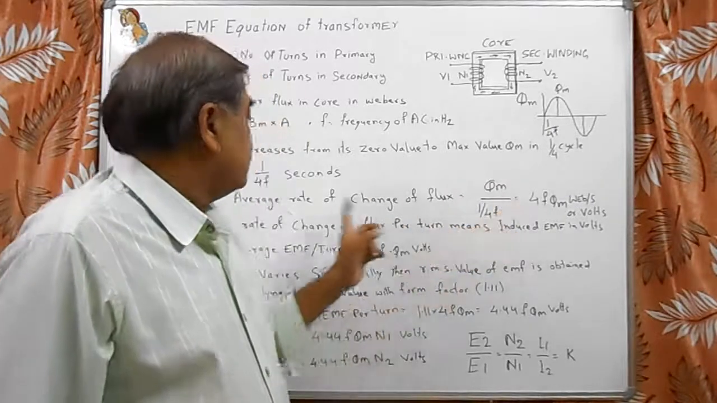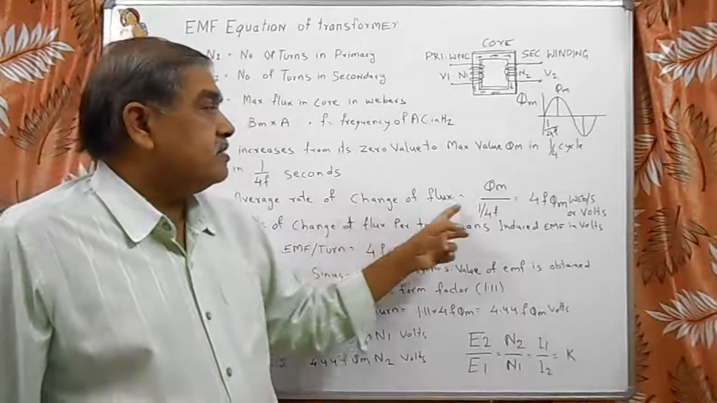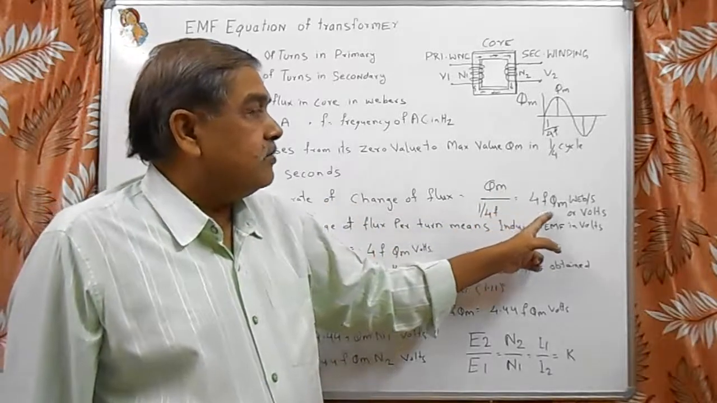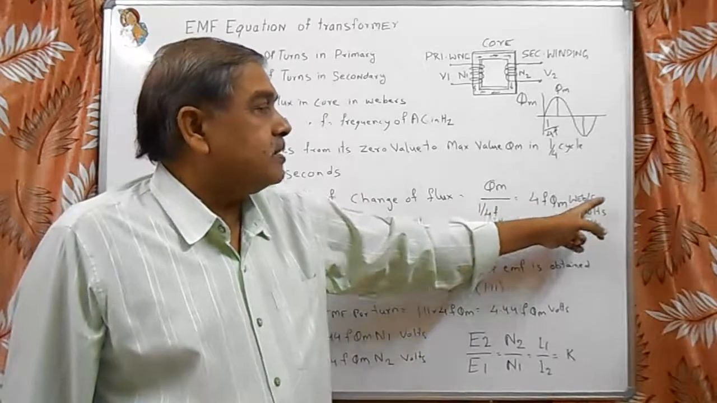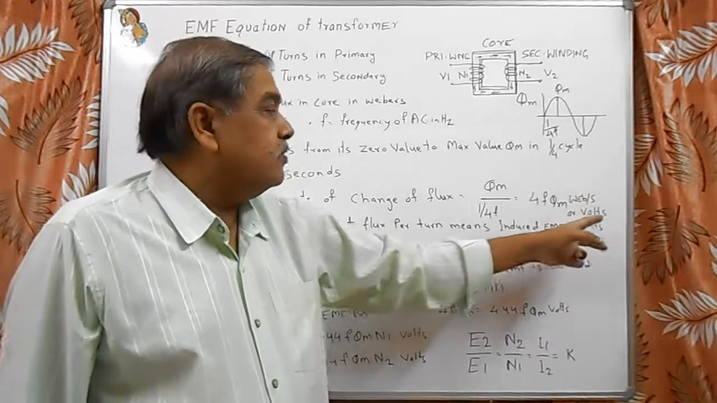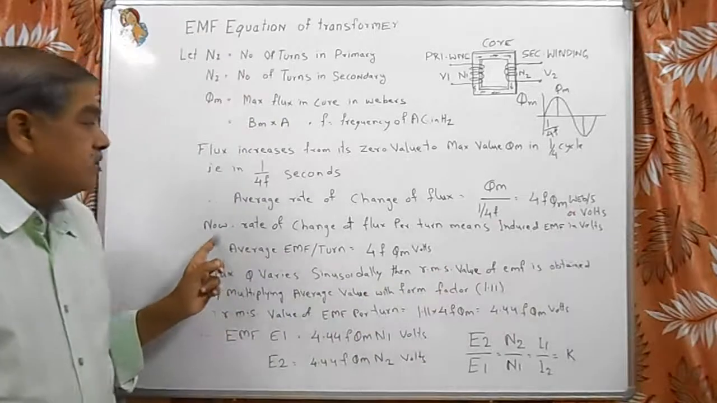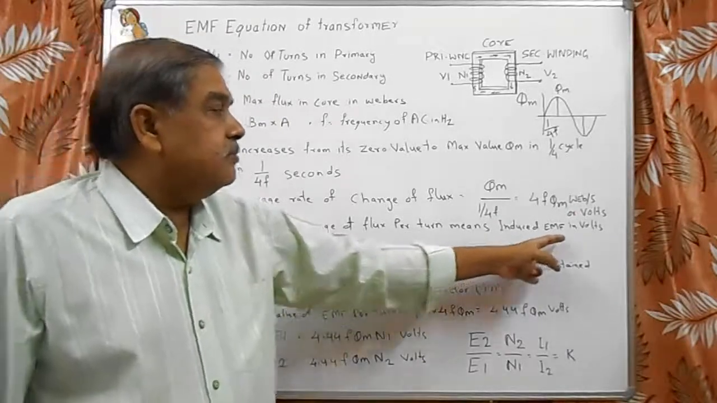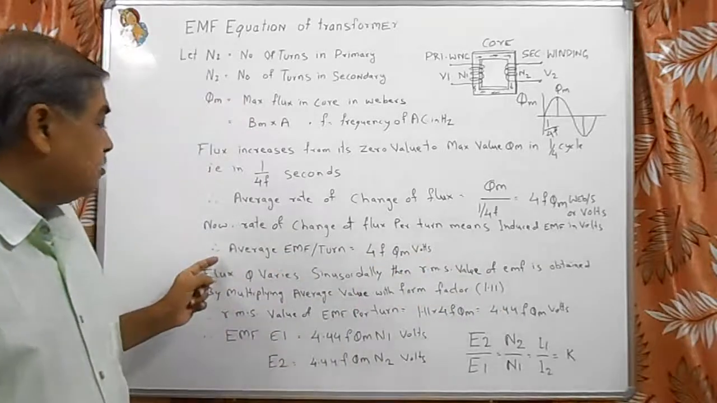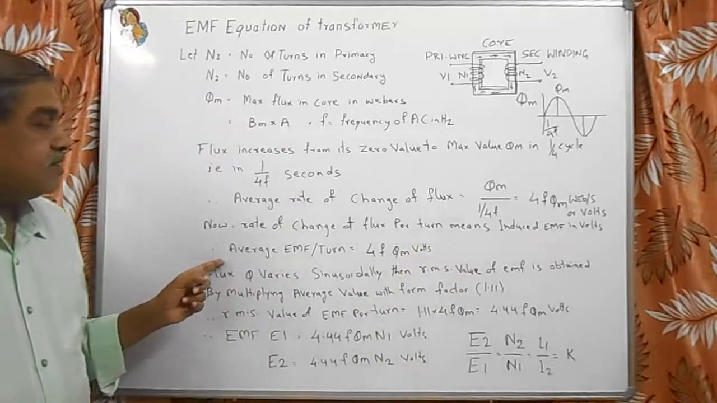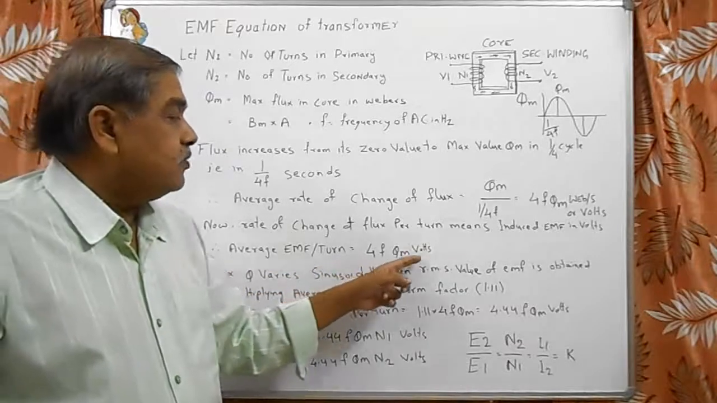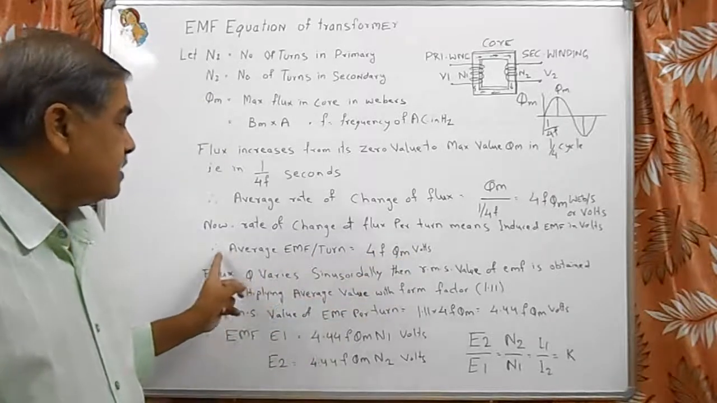So the rate of change of flux is equal to phi max by 1/4f, that is equal to 4f phi max Webers per second, or that is also equal to volts. Now the rate of change of flux per turn means induced EMF in volts, therefore the average EMF per turn is equal to 4 into F into phi max volts. It is the value of average EMF.